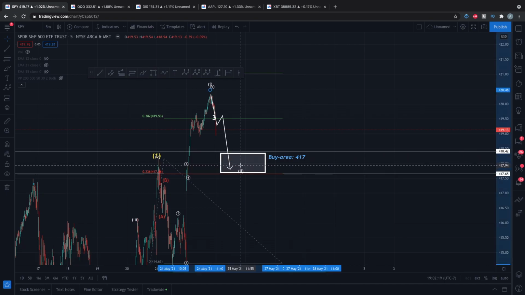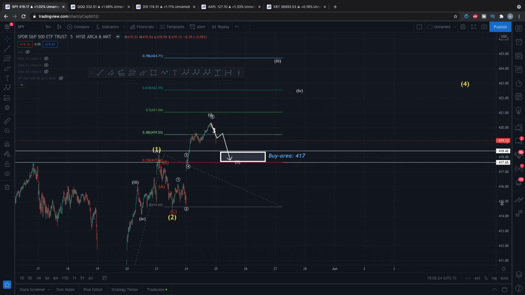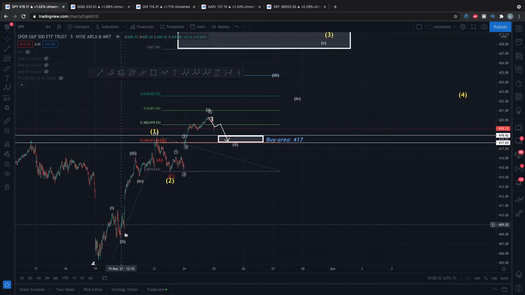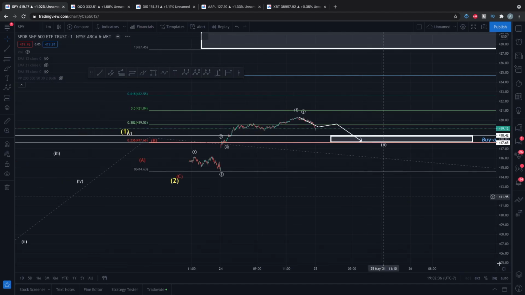So yeah, that's the complete technical breakdown of SPY minute by minute. I hope that helped you not only get a sense of what the price action should be over the next couple of days or so, but also how you can do this yourself, because this is exactly what you can do on a minute chart. You can dissect the wave structure very clearly.